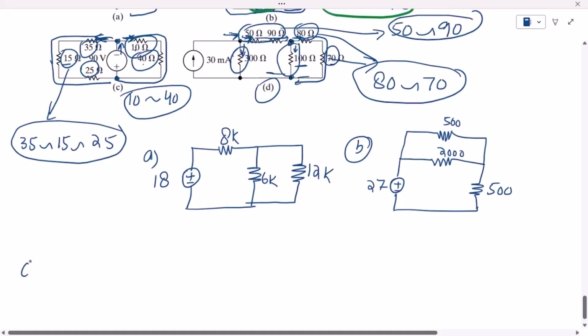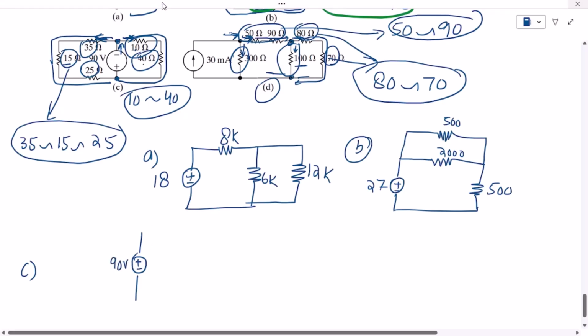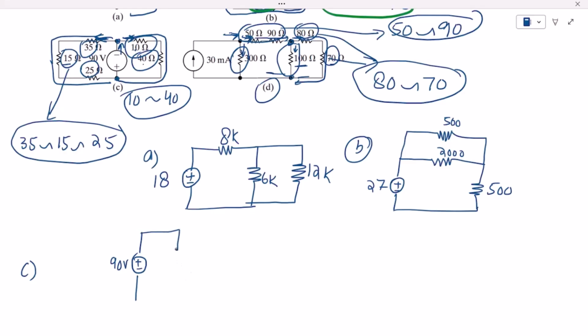For part C, we have here these two and these two, the two parts, and in the middle we have this 90 volt source. So this is plus minus 90 volts. These two are connected in series, so the resistances of them will be added together. So 10 plus 40 is 50 ohm, and on the other side we have this 35, 15, 25. These will be added together. 35 plus 15 is 50, plus 25 is 75, so 75 ohm.